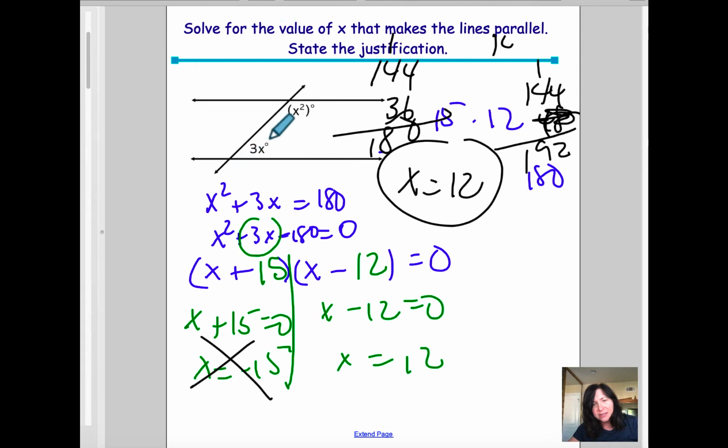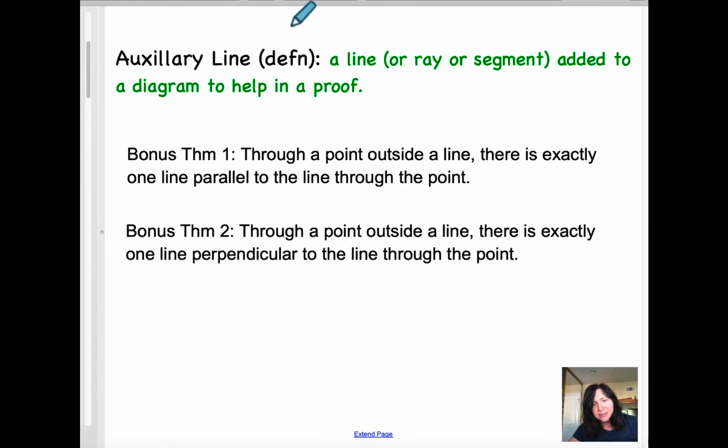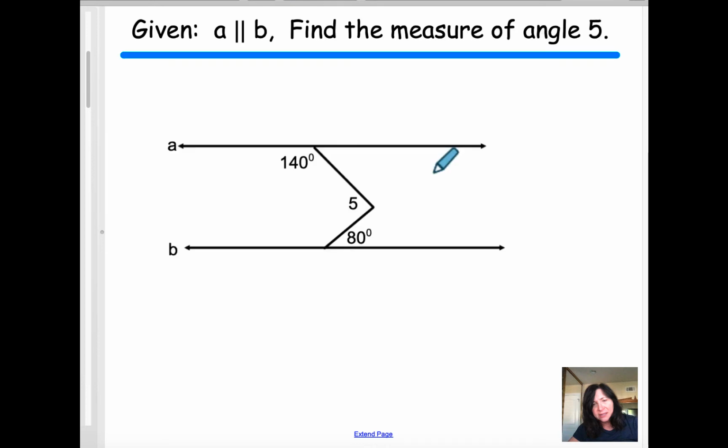The reason is that these two angles here are same side interior angles. Next, this is an auxiliary line. An auxiliary line is a line, ray, or segment that's added to a diagram to help you solve the problem. Okay, so let's do that.